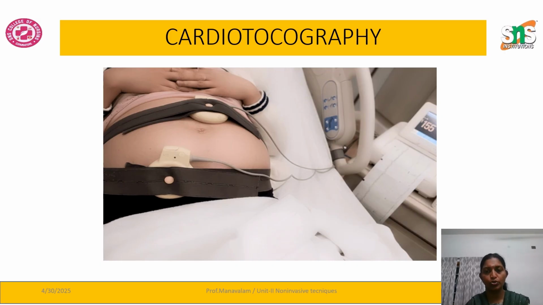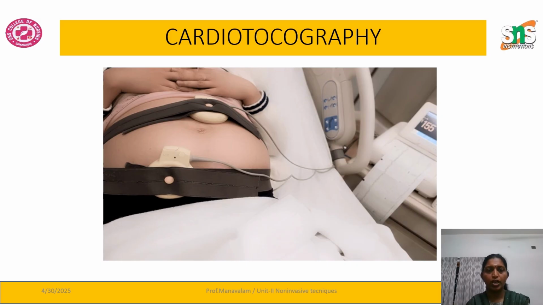This is the cardiotocography machine. It has two transducers. One transducer is used to monitor the uterine contraction. The second transducer is used to monitor the fetal heart rate. The readings come as a graphical strip from this machine.